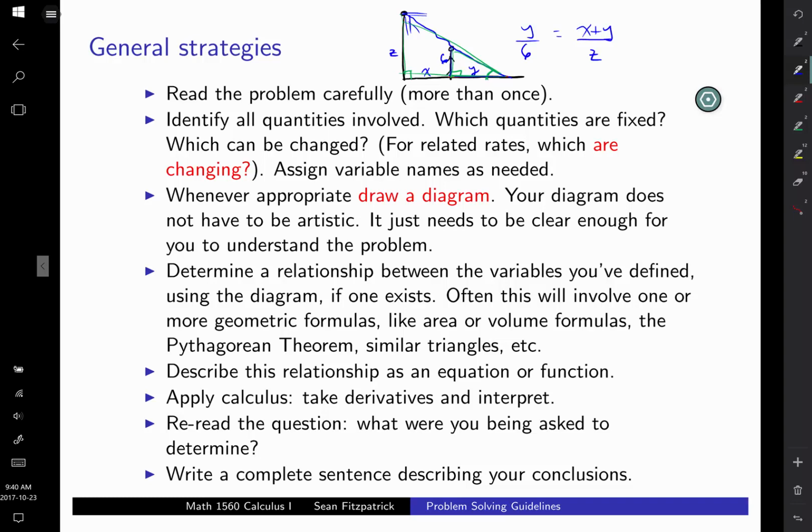Okay, so we're going to see how these strategies play out, first in the case of related rates and later on in the case of optimization, and that's going to be the subject of the next few videos.